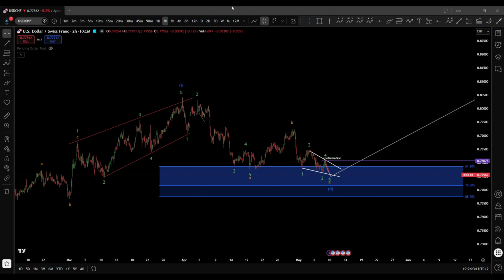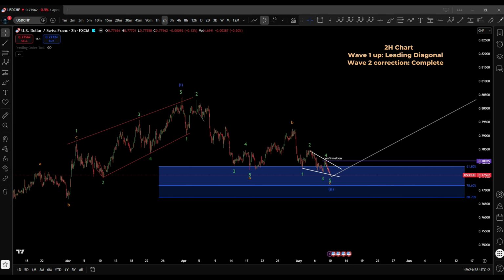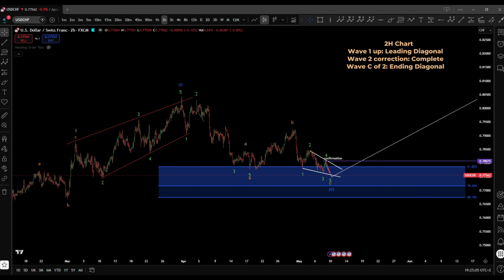On our lower time frame, the 2-hour chart, we saw a first wave 1 in blue after our corrective final wave C on the higher time frame. This wave 1 was formed by a leading diagonal where every subwave was corrective in nature. Wave 2 followed. 3-wave structure with A and C both in 5 waves. Wave C of wave 2 appears to be an ending diagonal.